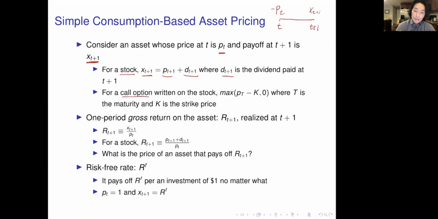For a case of a call option, the payoff is going to be the price of the underlying asset minus K, where K is the strike price, and the maximum between this amount and 0. So we will cover later how option is going to be priced using this payoff function. Under this scenario, the asset return is going to be defined as Rt plus 1. Okay, so this is the return realized at t plus 1. And the return is defined as the payoff in the next period divided by the current price. And this is the gross return. Okay, gross return. So this can be greater than 1.